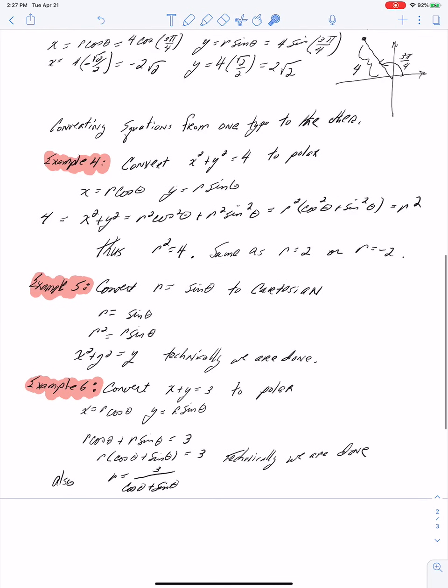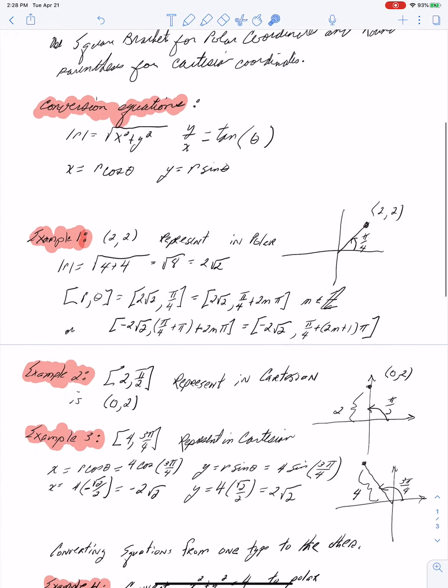All right. Let's do the final example, example 6. Take x plus y equals 3, convert it to polar. X is r cosine theta, y is r sine theta. R cosine theta plus r sine theta is 3. If I were to factor out an r, I'd get this. If I were to solve for r, which lots of polar equations are, just like lots of Cartesian equations are solved for y, I would get r equals 3 divided by cosine theta plus sine theta, and that is my equivalent polar equation.